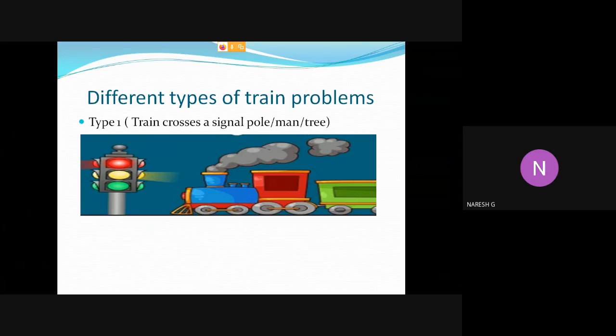Now these are the different types of problems on trains. First, type 1: a train crosses a signal pole or a man or a tree, which is a stationary object. So it is not moving; it is a fixed one.